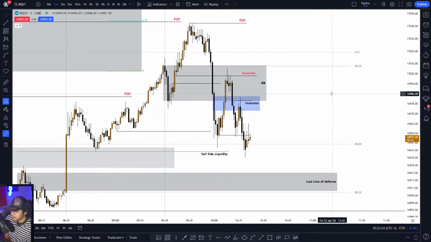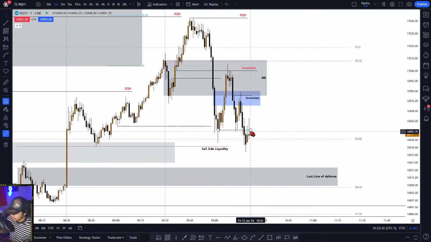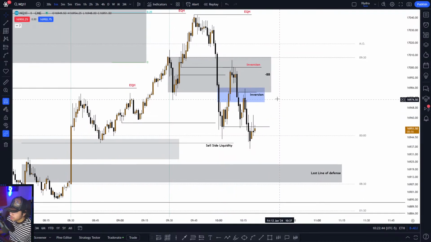But here, do you guys see that I took 2 more entries down here? So 4 trades, that's what I took in a day. I plan to go for like 2. So 4 trades, 2 losses, 2 wins. 50% win rate today.